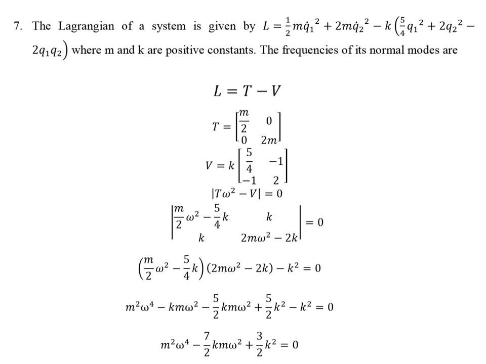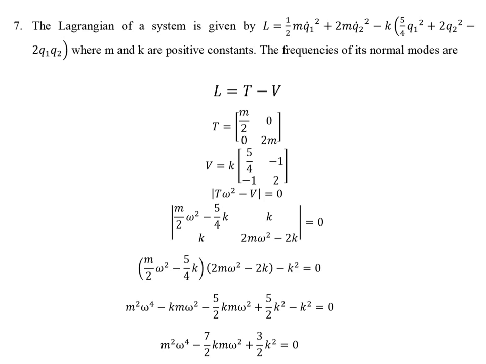Now let's move on to the next problem from classical mechanics. Again, this is a question of the 2015 December CSIR exam. The Lagrangian of the system is given by L is equal to half m q1 dot square plus 2m q2 dot square minus k into 5 by 4 q1 square plus 2 q2 square minus 2 q1 q2, where m and k are positive constants. The frequencies of its normal modes are. Such problems are possibilities in CSIR exams.